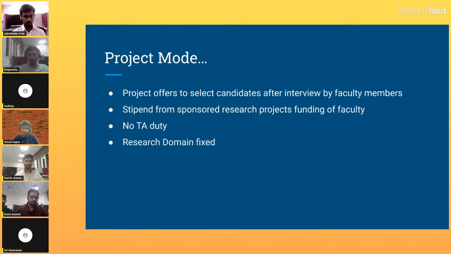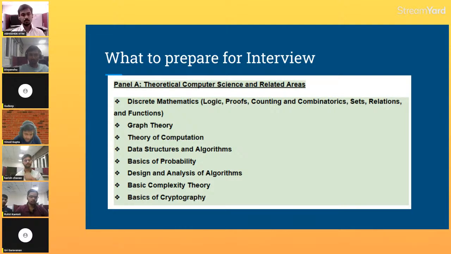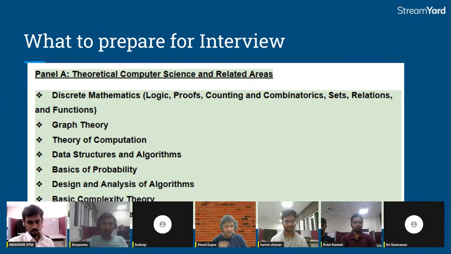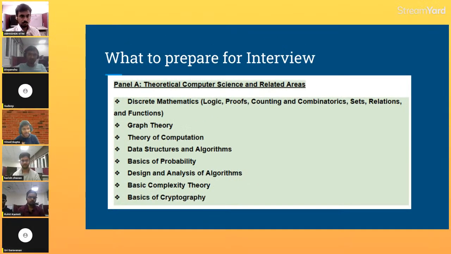Thank you, Rohit. So now, this was about the project MS basically. Now moving forward, there were many FAQs regarding the interview, like what all domains are there in the computer science department. So I would like Divyanshu to address this, like what all domains are available here. So yeah, over to you, Divyanshu.